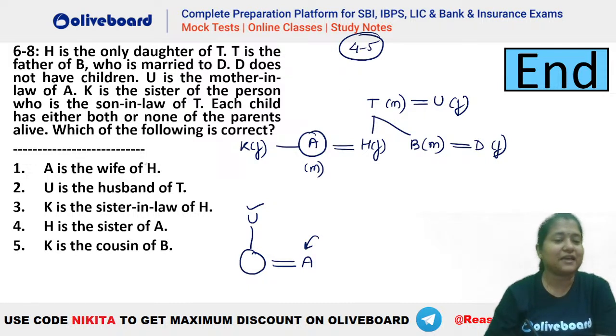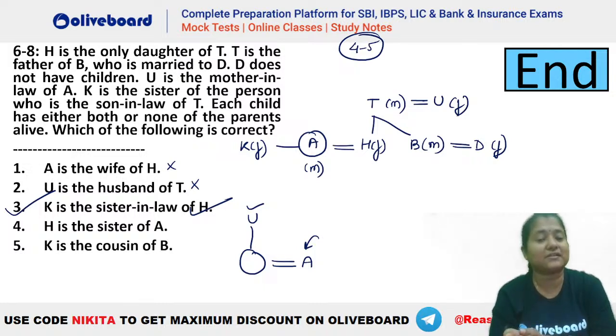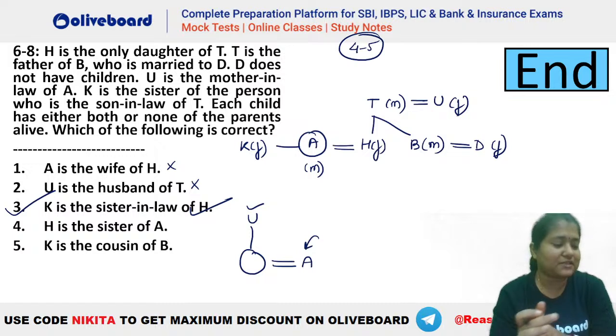So you can see here, A is the wife of H. No, that is wrong because A is the husband of H, right? U is the husband of T. You can see U is the wife of T. K is the sister-in-law of H. That is absolutely right. You can see K is the sister-in-law of H, will be the right answer here. H is not the sister of A, H is the wife of A, and K is not the cousin of B here. K will be the in-law again. Okay, I hope this is clear.